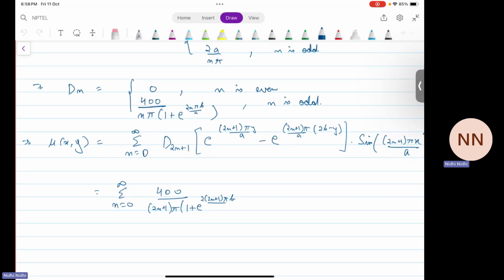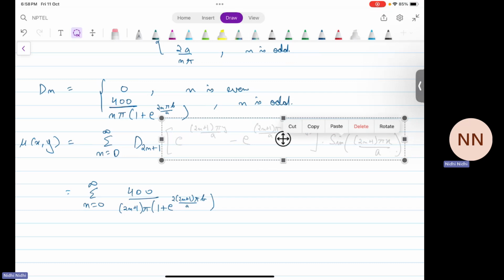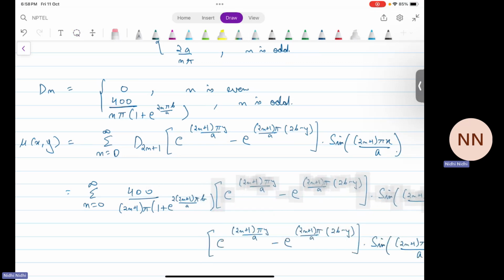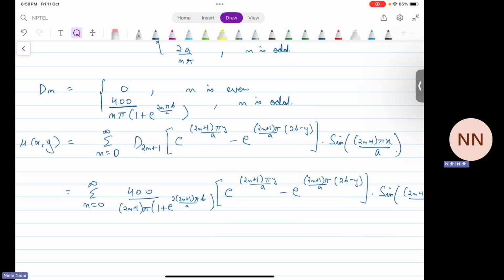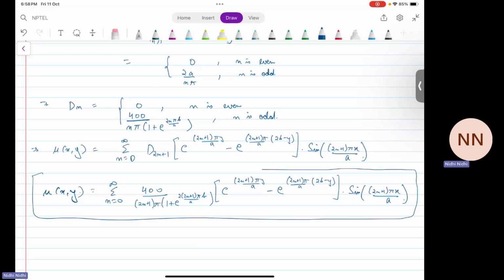So this is (2n+1) pi b by a times this same term. So this gives our solution. I hope this is fine with everyone. If you have any doubt, please let me know in any step. Please go through the solution once again.